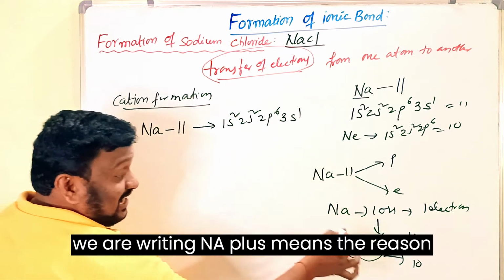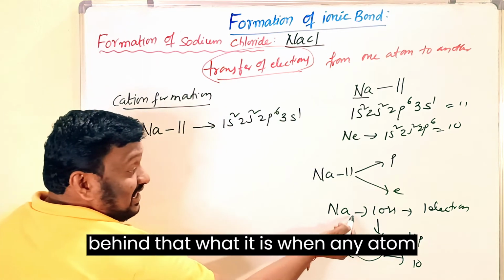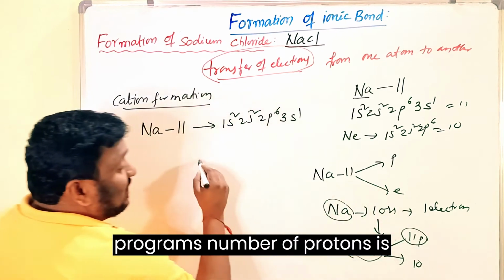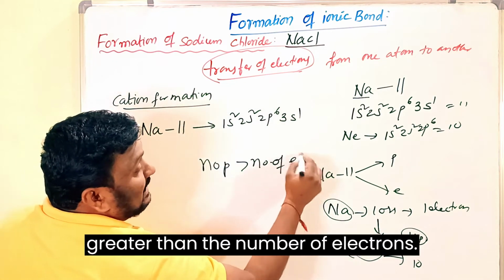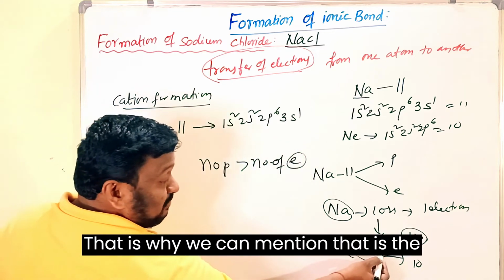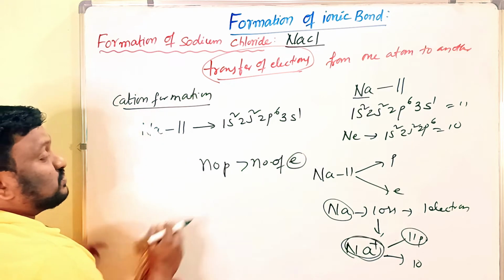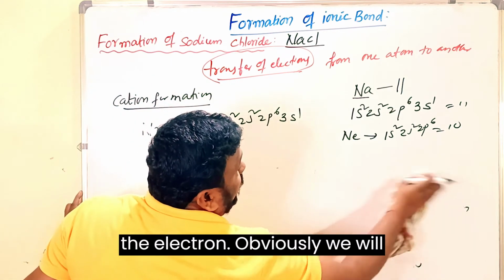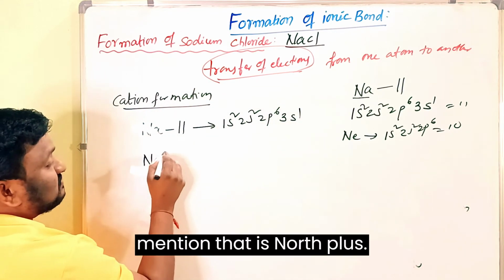Why we are writing Na plus means, the reason behind that is, when any atom loses the electrons, the number of protons is greater than the number of electrons. That's why we can mention that it is Na plus. Clear children? That's why here when the sodium loses the electron, obviously we will mention that it is Na plus.